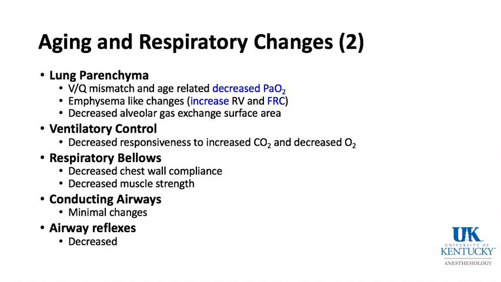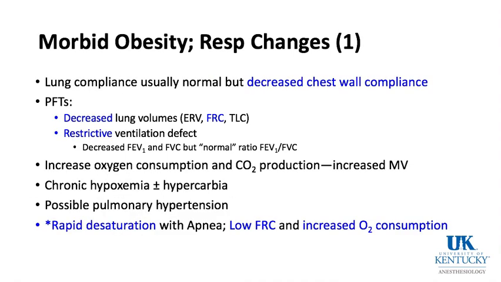The next key word is morbid obesity and respiratory changes. In the obese patient, the lung itself is usually not the problem unless they have a concomitant lung disease. It is the chest wall. All of that fat on the chest wall, adipose tissue, decreases the chest wall compliance. If you do pulmonary function tests in someone with morbid obesity, they tend to have a restrictive pattern. That is low lung volumes: expiratory reserve volume, FRC, total lung capacity. Think of small lung volumes and a restrictive ventilation defect.